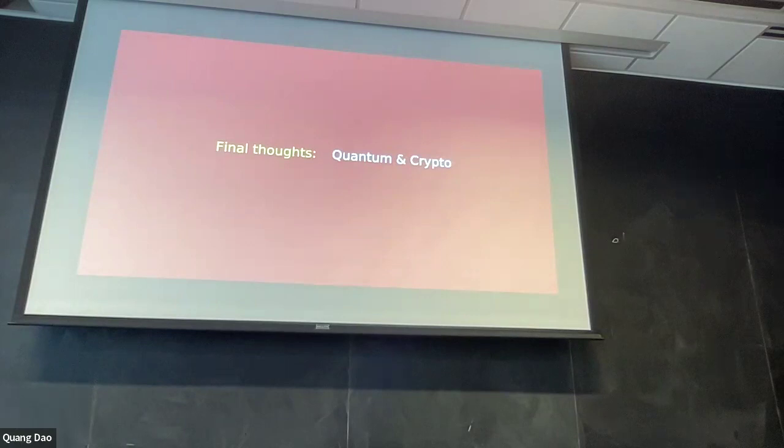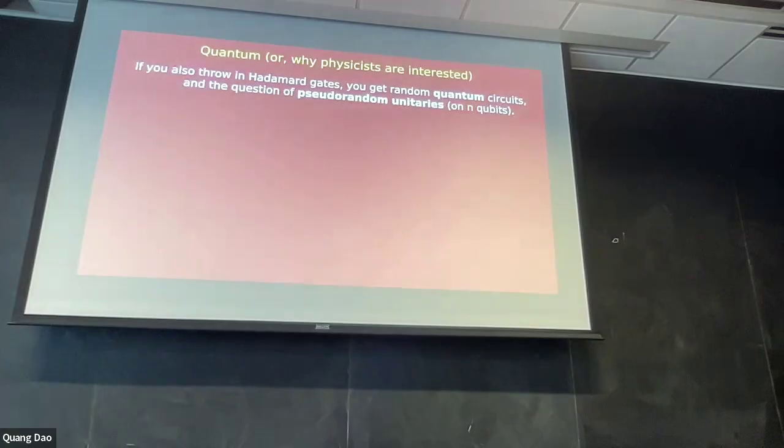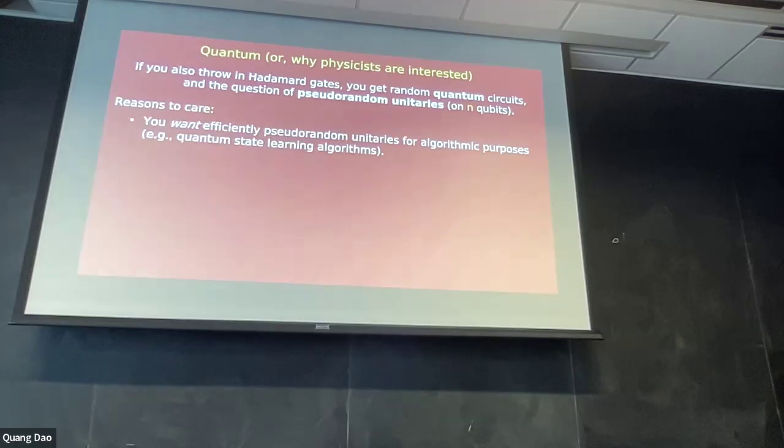Okay, so in the last 5 minutes, I'll tell you a couple of thoughts about quantum and crypto. Why were the physicists so interested? Well, reversible gates are also quantum gates, and if you also throw in random Hadamard gates, then you get random quantum circuits, and you get to the question of whether these are almost k-wise independent unitaries. One reason to care is that in quantum algorithms, they sometimes wish they could apply a completely random unitary to their quantum states, but this is very algorithmically expensive, so they want efficiently computable pseudo-random unitaries.